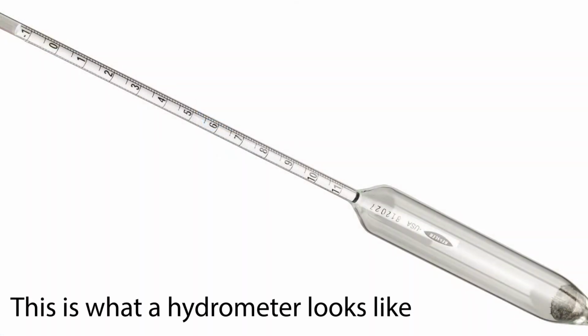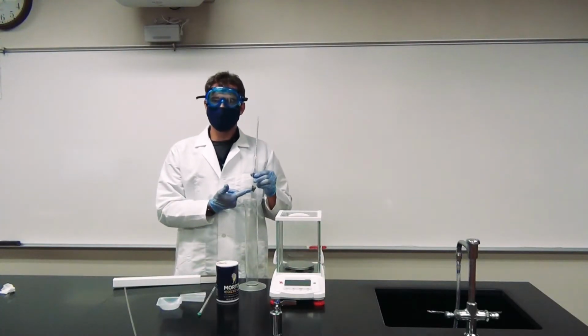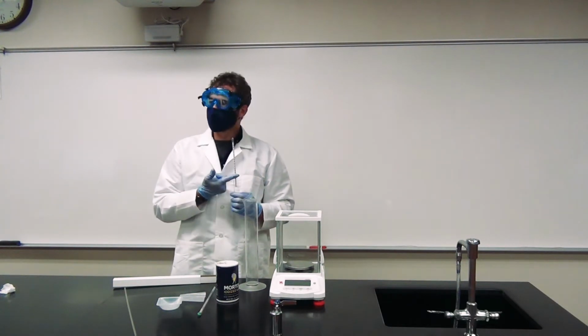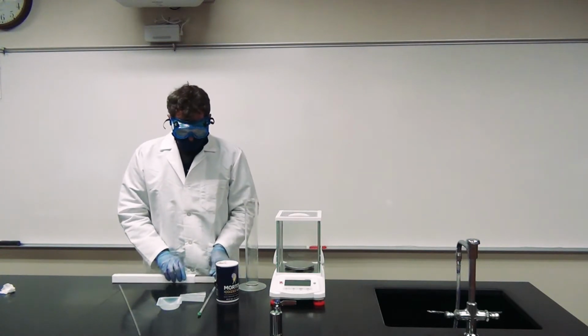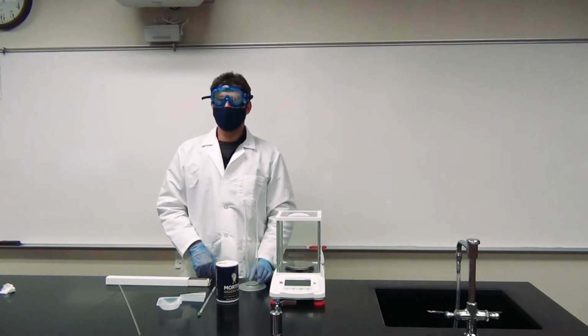The hydrometer has a weighted end. It's filled with lead. It also has a measurement scale, which is where we're going to get our density measurement. The first thing we want to do is fill the graduated cylinder with water up to the 400 milliliter line.